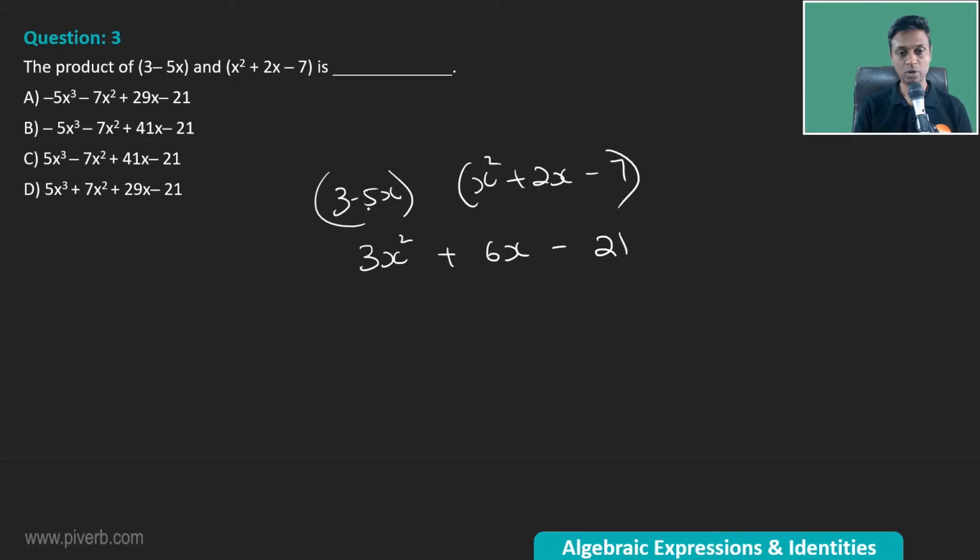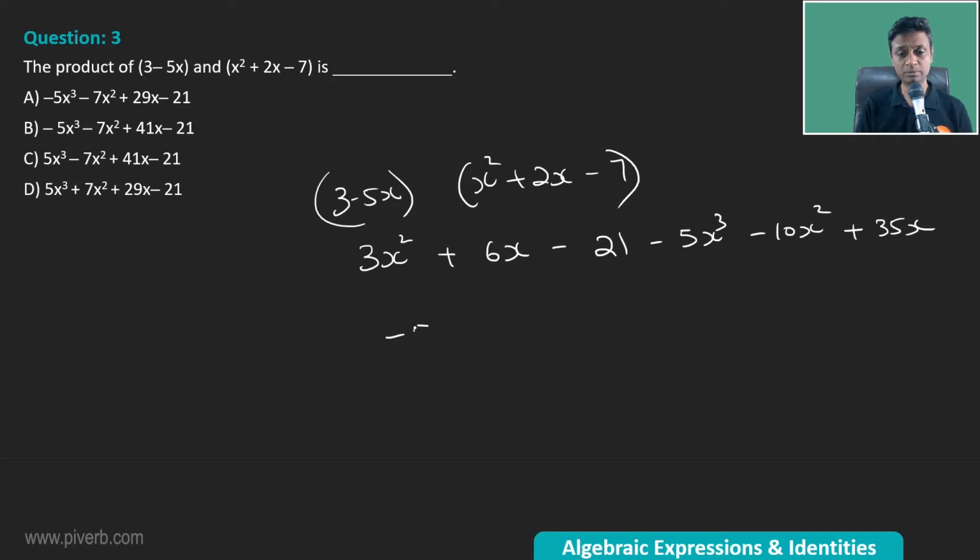Okay. Minus 5x into x square: minus 5x cube. Minus 5x into 2x: minus 10x square. Minus 5x into minus 7: plus 35x. Be careful with the sign. Make sure your exponents are fine. You're good to go.